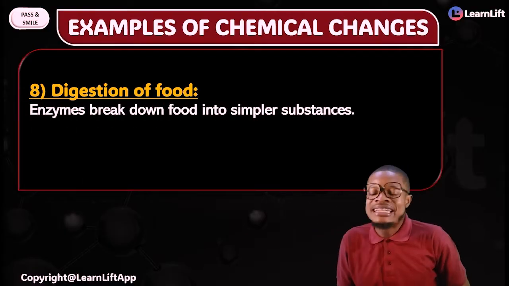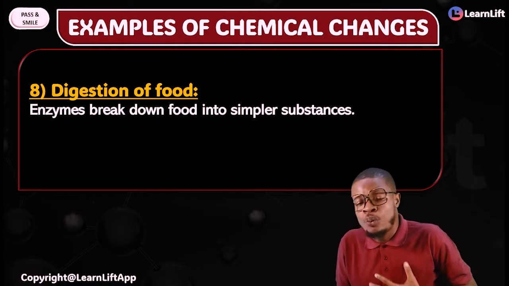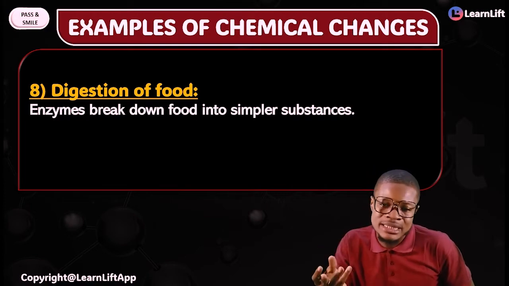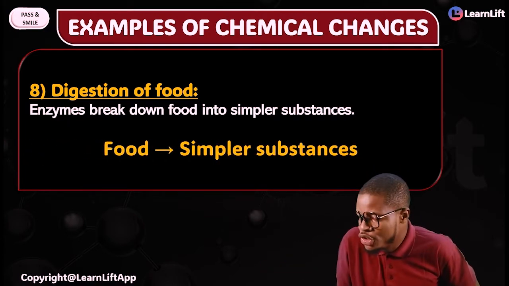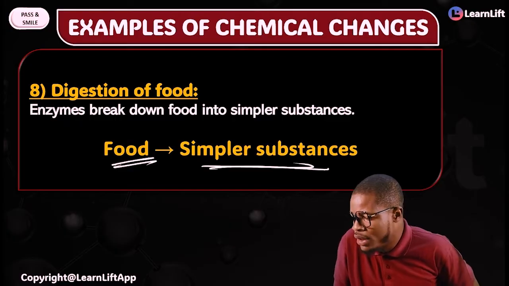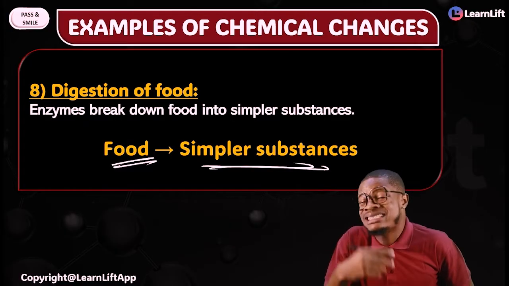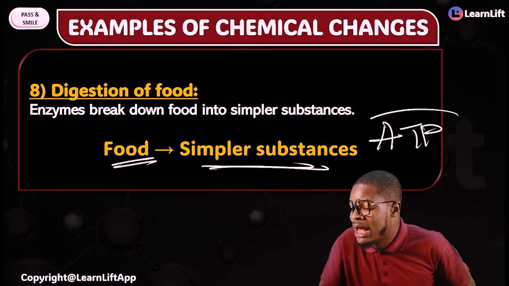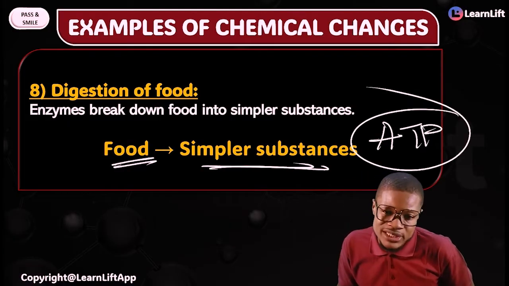Now don't forget this. There are enzymes in the body that act on the food and break it down into what? Simpler substances. And how do they carry that out? Your food is broken down into your simpler substances. And at the end of the day, you are going to get energy in the form of ATP, adenosine triphosphate.